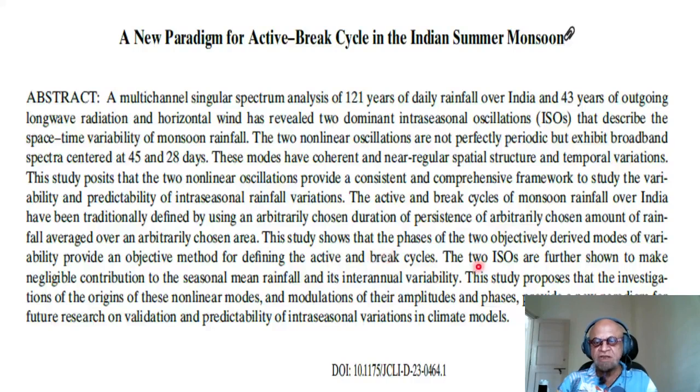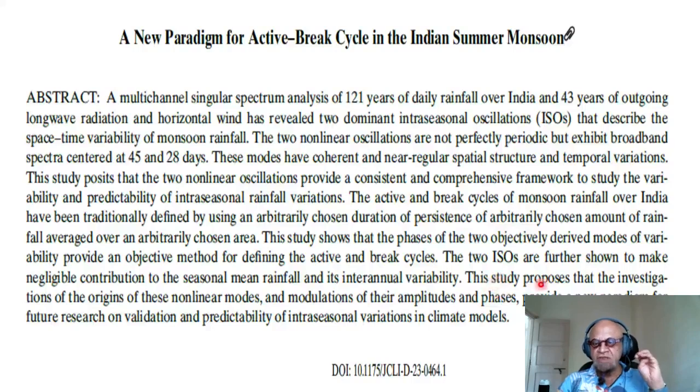These studies show that the phases of the two objectively derived modes of variability provide an objective method for defining the active and break cycle. That's the emphasis here, that they have found an objective way of doing this as opposed to the previous somewhat ad hoc subjective ways that we have done things.